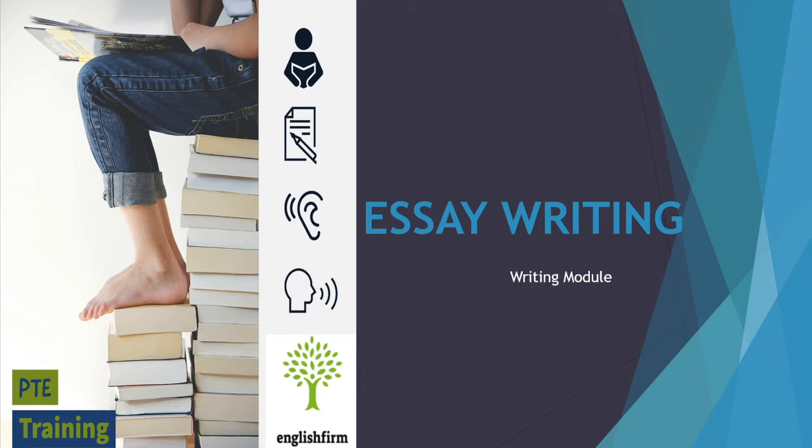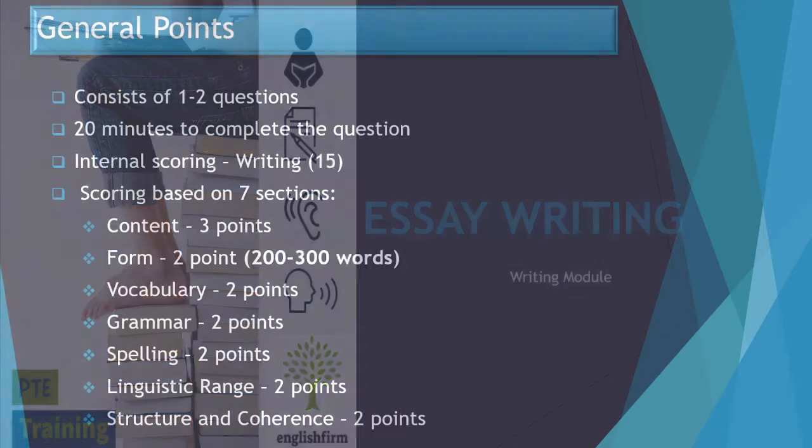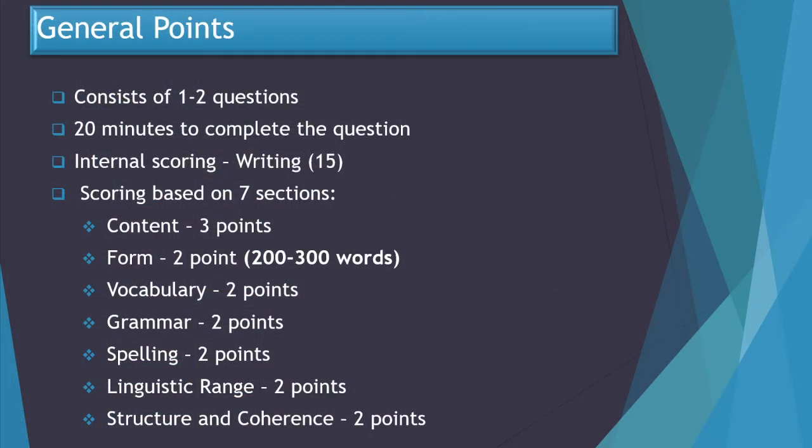So let's get down to the general points of the exercise. You will be getting one or two questions for essay writing, and for each question you will be getting 20 minutes to write the essay. Since this is a writing exercise, you will have an internal scoring of 15 points for writing, and your scoring will be based on 7 sections. It is content, form, vocabulary, grammar, spelling, linguistic range, then structure and coherence.